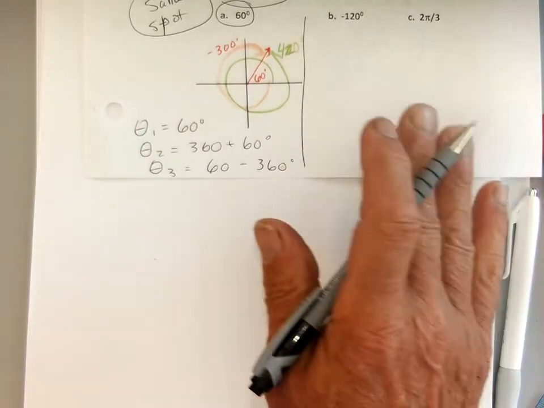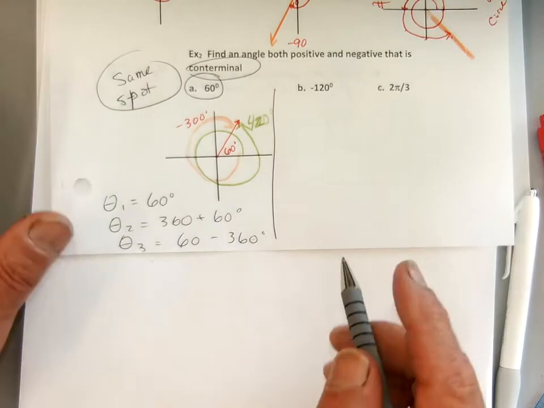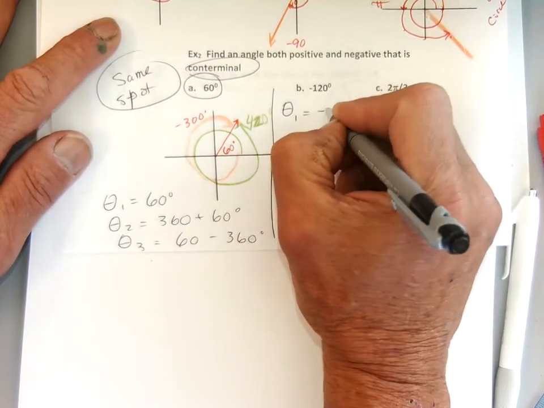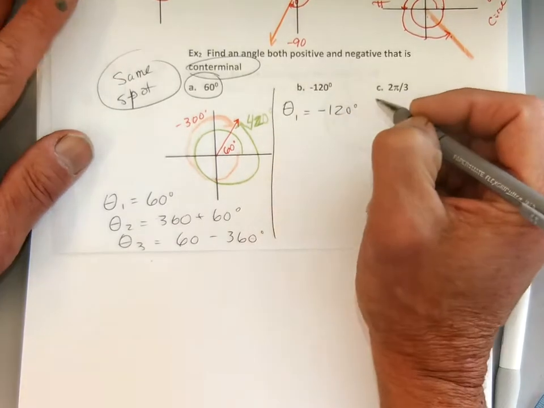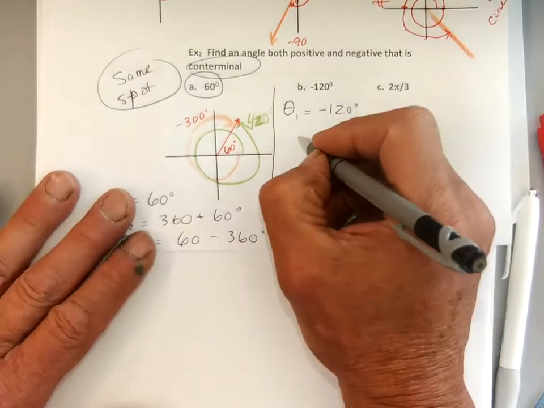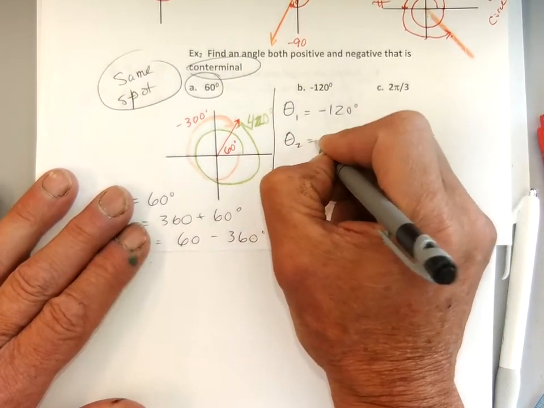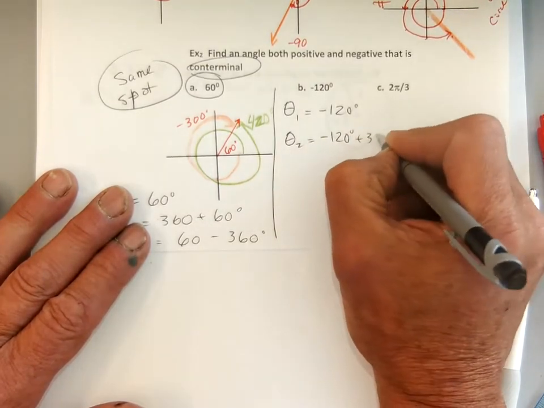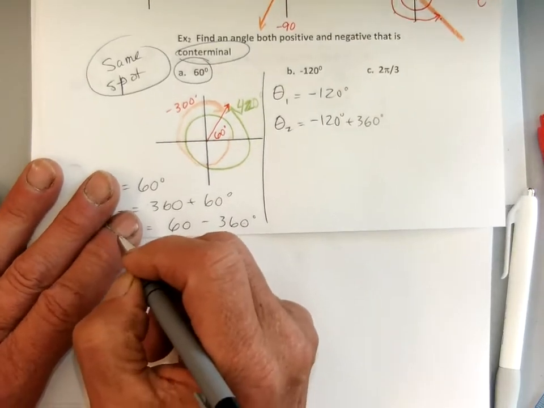Now, if we know that, then we can do B. So let's do B the other way. Theta 1 is negative 120 degrees, okay? Theta 2 is just negative 120 degrees plus 360 degrees, right? Is that 240? Yeah.